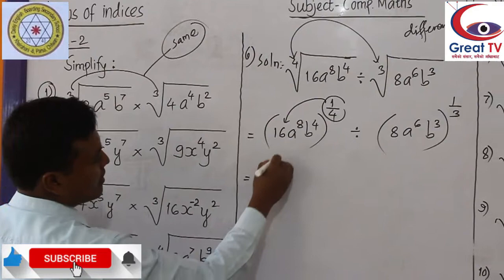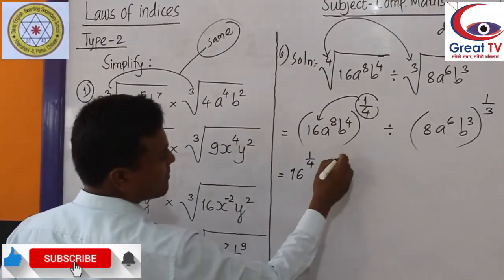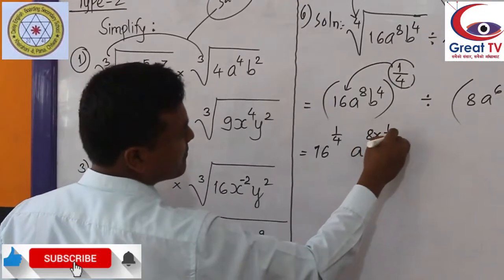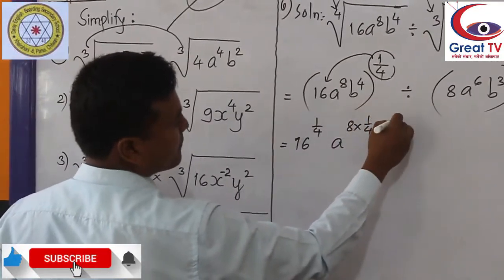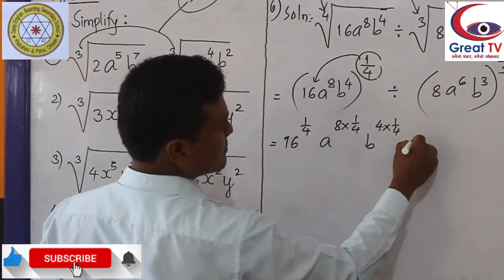16 to the power 1 upon 4. Similarly, a to the power 8 into 1 by 4, b to the power 4 times 1 upon 4. Do the divisions here.